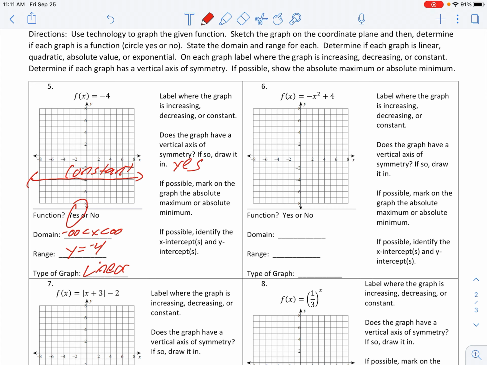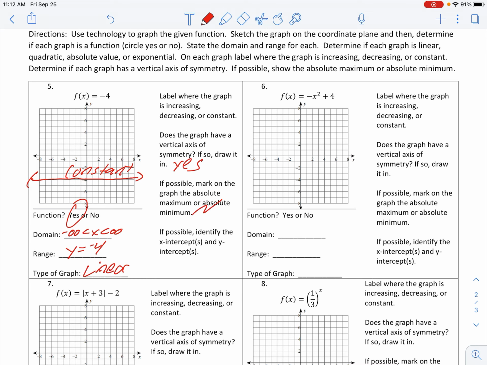Because this line continues left and right, there's a vertical axis of symmetry. Because it continues to the left and continues to the right, it would fold onto one another. So this one actually has a vertical axis of symmetry. It has an infinite amount of vertical axes of symmetry. It's because you've got a horizontal line perpendicular to a vertical line. That's always going to be true. So here, here, here, here, these are all vertical axes of symmetry.